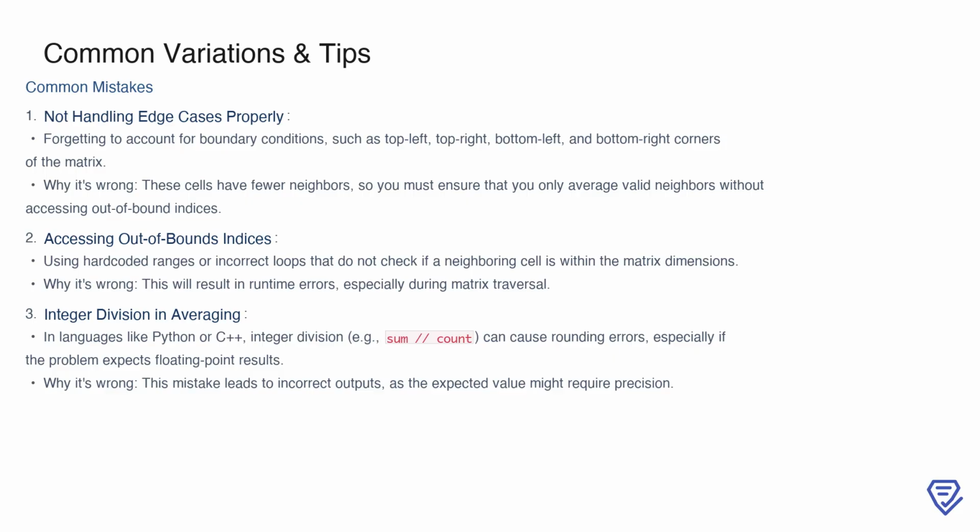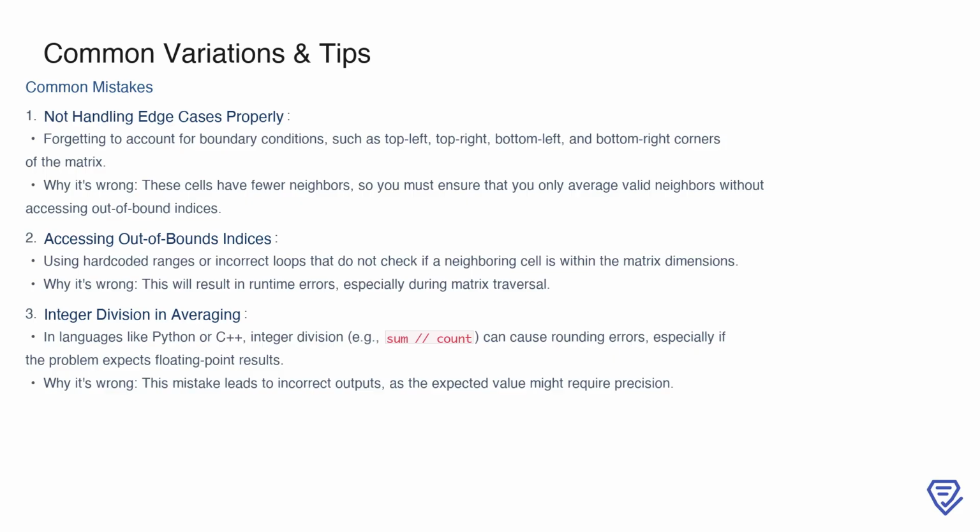This brings us to another mistake, accessing out-of-bounds indices. This often occurs when using hard-coded ranges or incorrect loop conditions that don't check if a neighboring cell is within the matrix dimensions. Such an oversight can result in runtime errors during traversal.